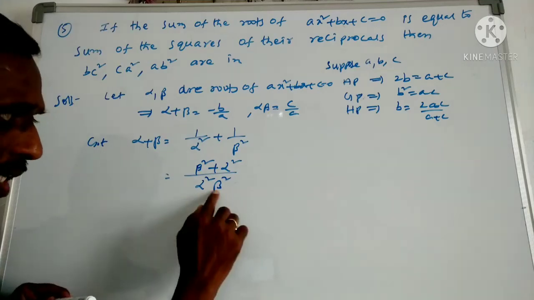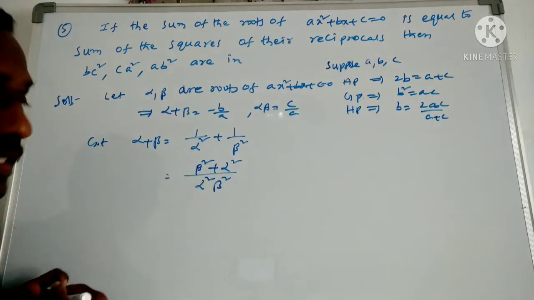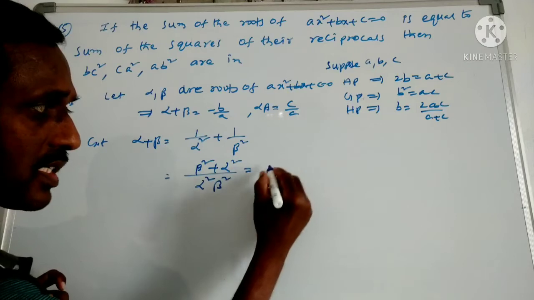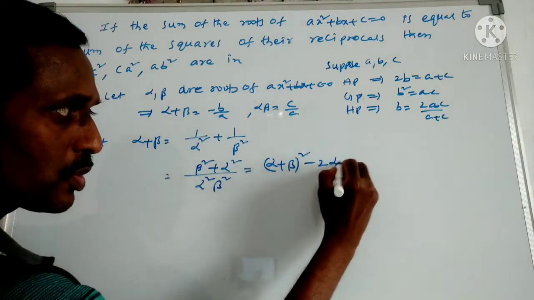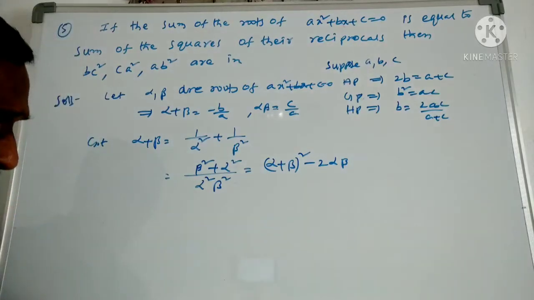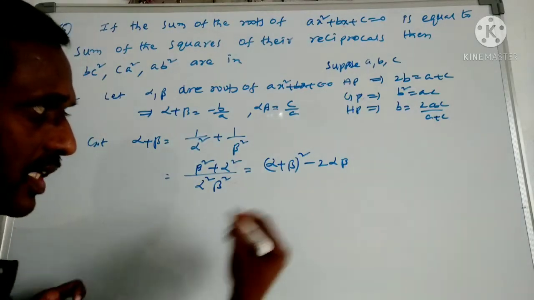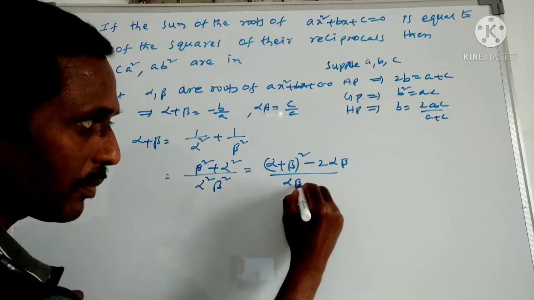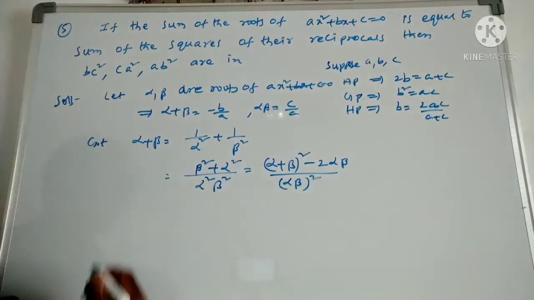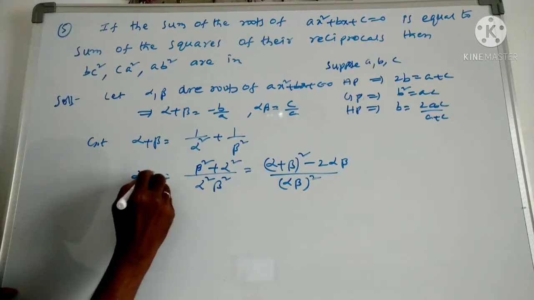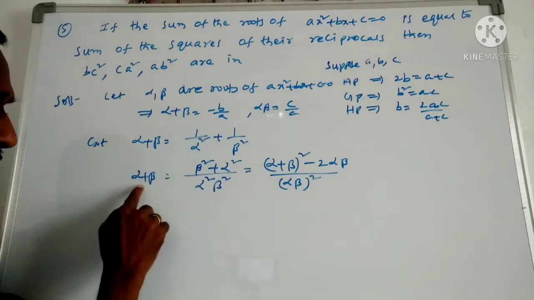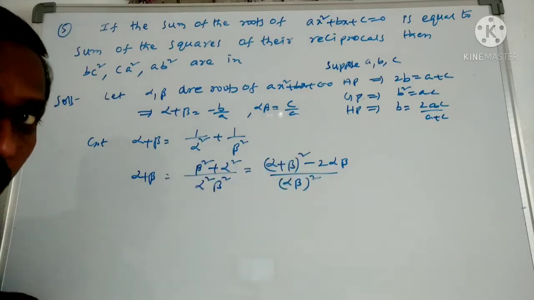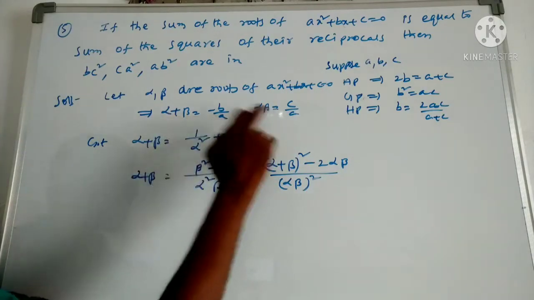Here we have the product, it's okay, but in the numerator we have the sum of the squares. Again, what can we write? The sum of the squares is the whole square of the sum minus 2 times alpha beta, and the denominator we can write as alpha beta whole square. On the left side we have alpha plus beta. Now the expression is totally in sum and product only. Now we can substitute the values of sum and product.